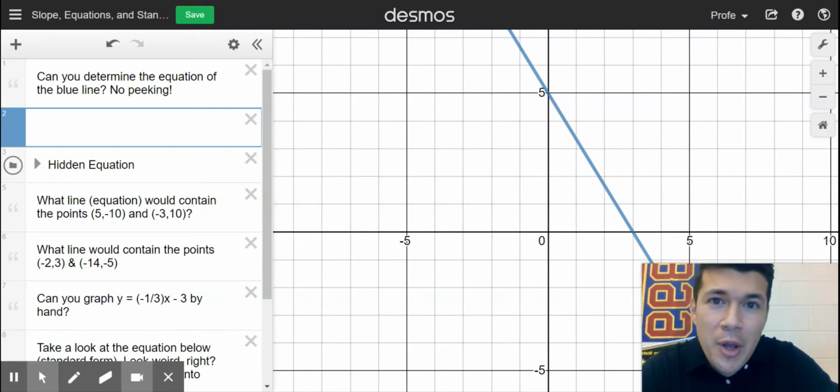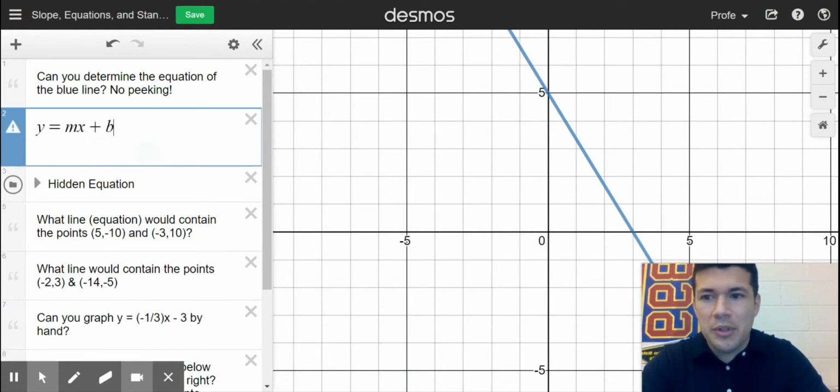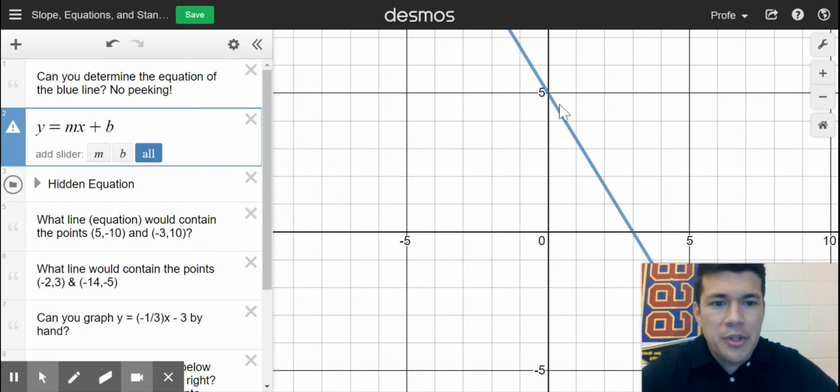Here's a healthy challenge for you. So we've got linear equations, and we've learned that a linear equation is written in the form y equals mx plus b. And I want to figure out what linear equation would match up to this blue line that I see here on my screen.